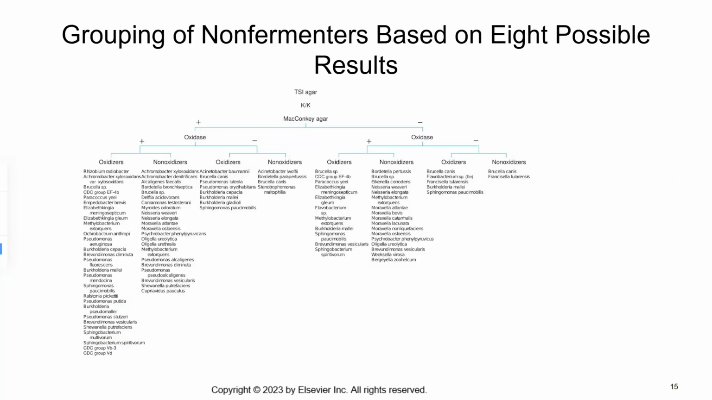This is a really good flowchart that kind of shows the differential results of various species here. You do not need to know all of these different species, but a lot of these are ones that we've talked about before. So kind of pause the video and take a look at these and see some of the differences here. But here it shows the McConkey agar results, the oxidase results, and then whether it's an oxidizer or non-oxidizer.